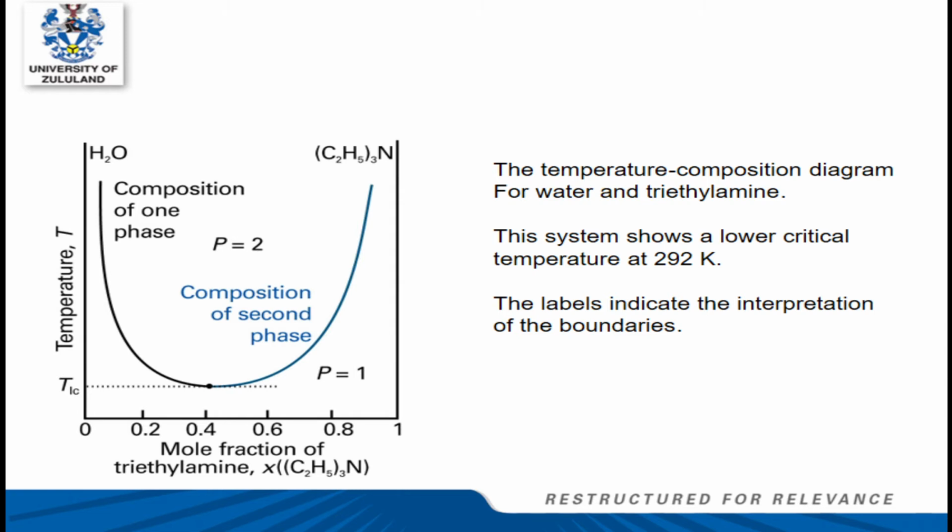As you can see from the diagram, it's very clear that in this instance, instead of having the higher critical temperature, we have the lower critical temperature. Below the lower critical temperature, our mixture will be completely miscible in one another. But above the critical temperature, our mixture will be partially miscible in one another. And again, we are going to have two phases in this particular case.